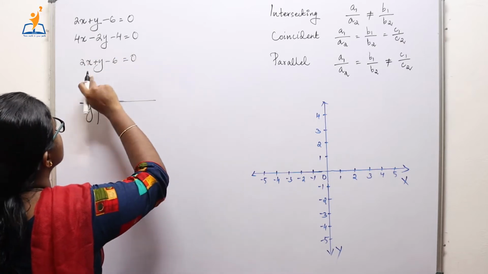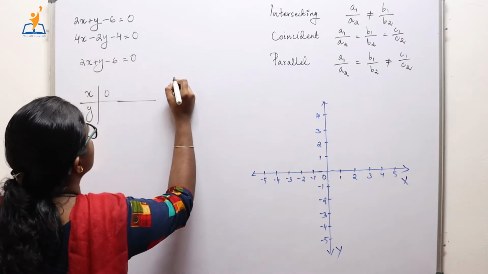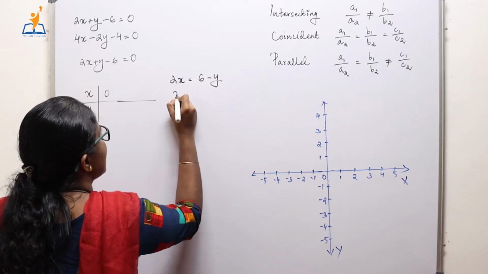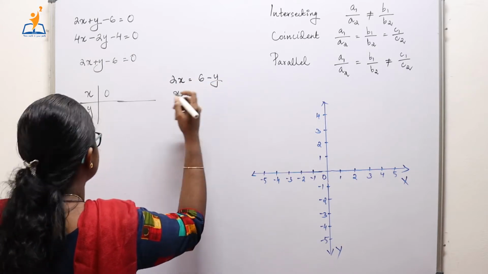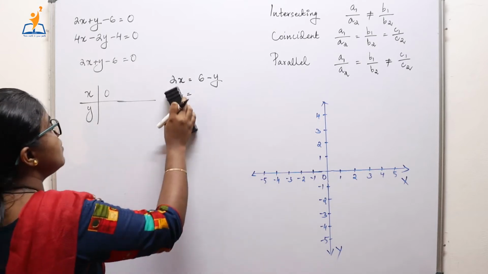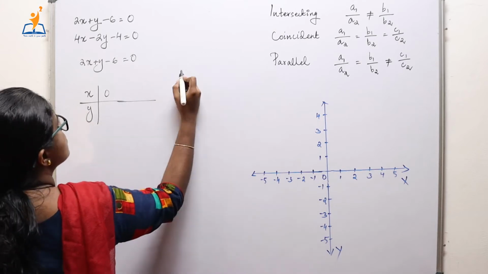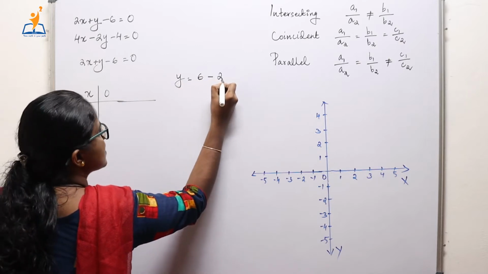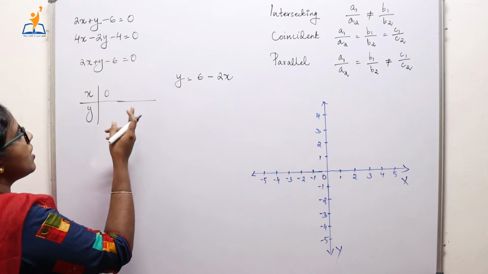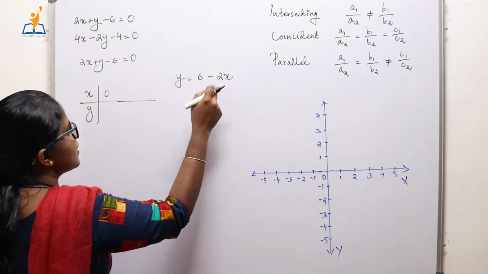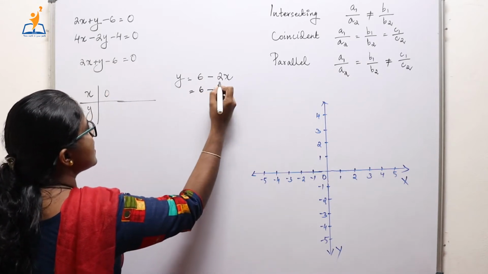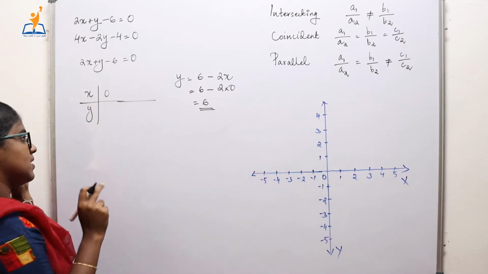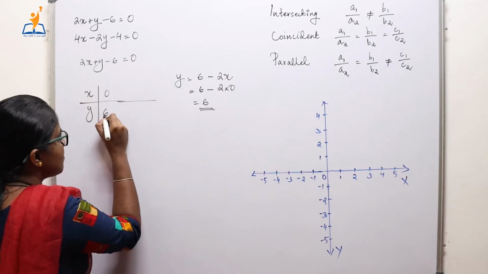From this first equation, we can find the value of y, that is y is equal to 6 minus 2x. Now we want to put the value of x as 0 here, that is 6 minus 2 into 0, that is 6. So when x is equal to 0, we have y equals 6.